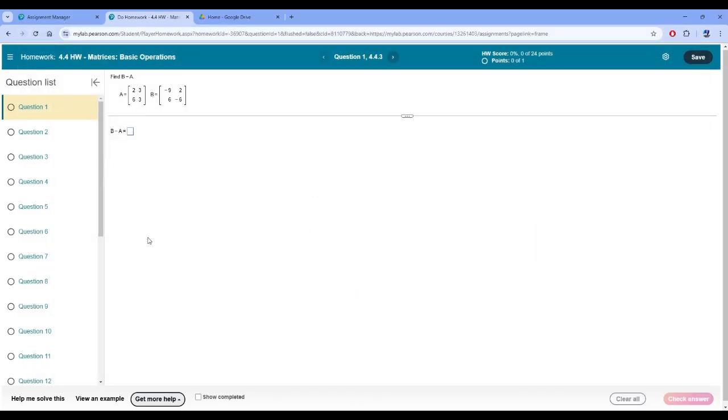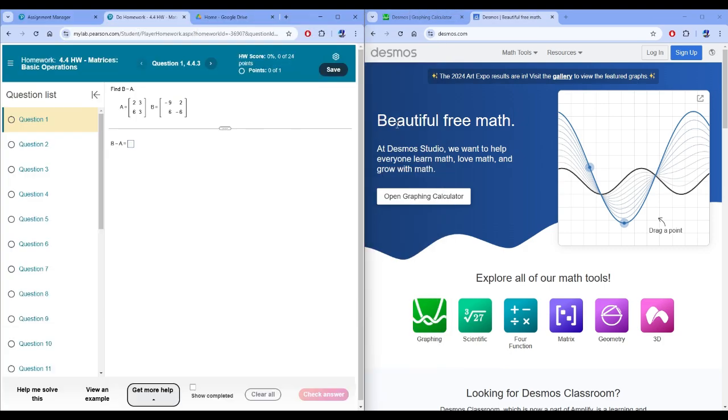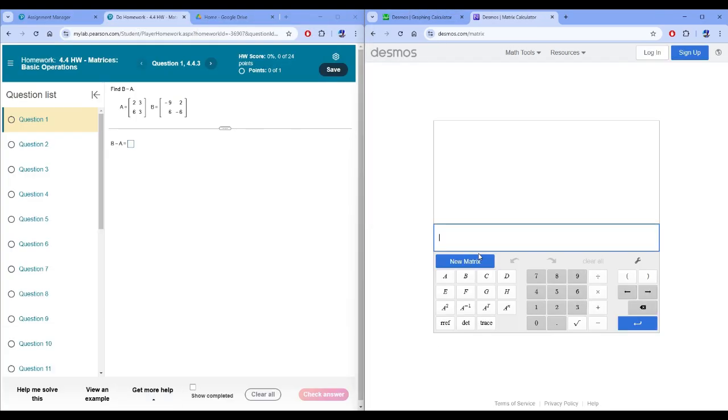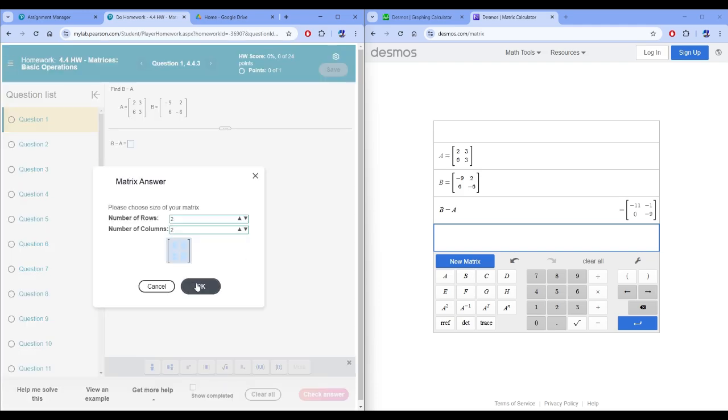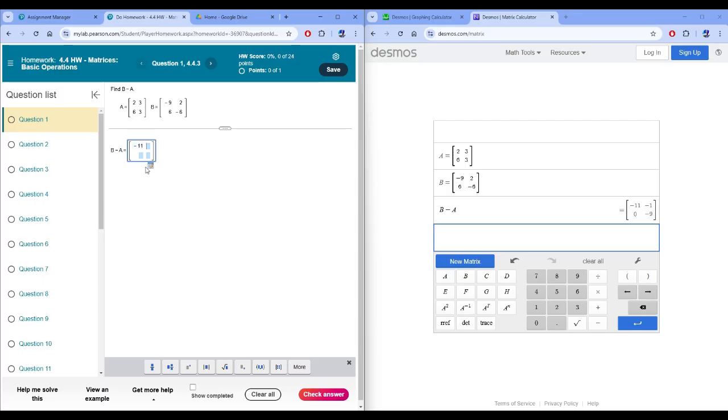So here, find B minus A. I'm going to go to my matrix, and I'm just going to say my new matrix, which is a 2 by 2. So that's 2 tab 3 tab 6 tab 3, and the new matrix, which is negative 9, 2, 6, negative 6, and then I should be able to do B minus A equals. This is a 2 by 2 matrix, so it should be negative 11, negative 1, 0, negative 9.